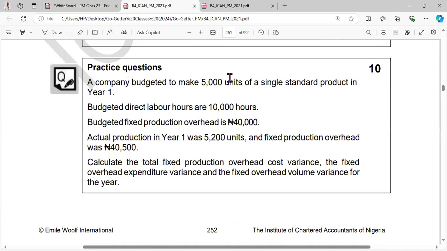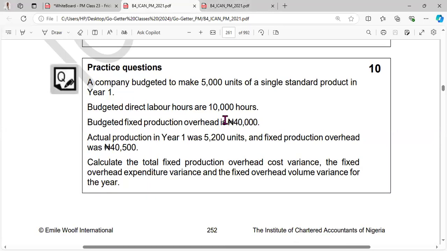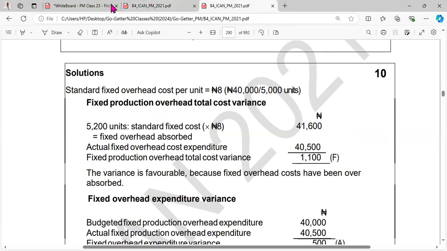5,000 units, but now actual production is 5,200 units. Standard fixed cost is 8 naira. So how did we get the 8 naira? This is 40,000 divided by 5,000 units. So that's what we are supposed to do.